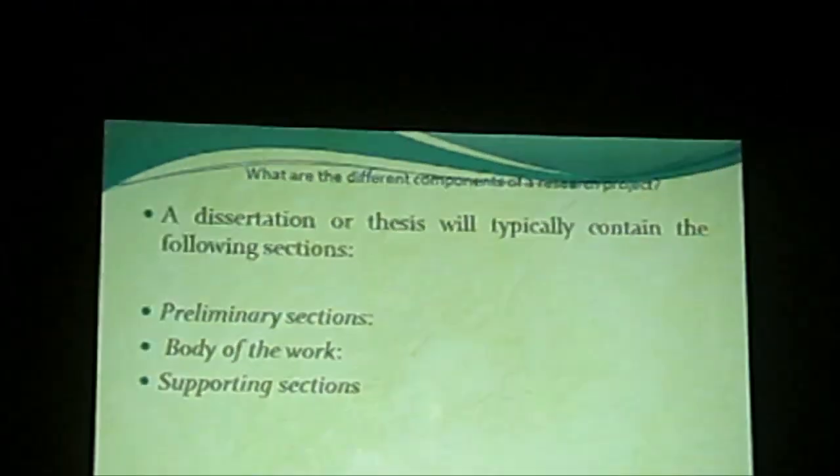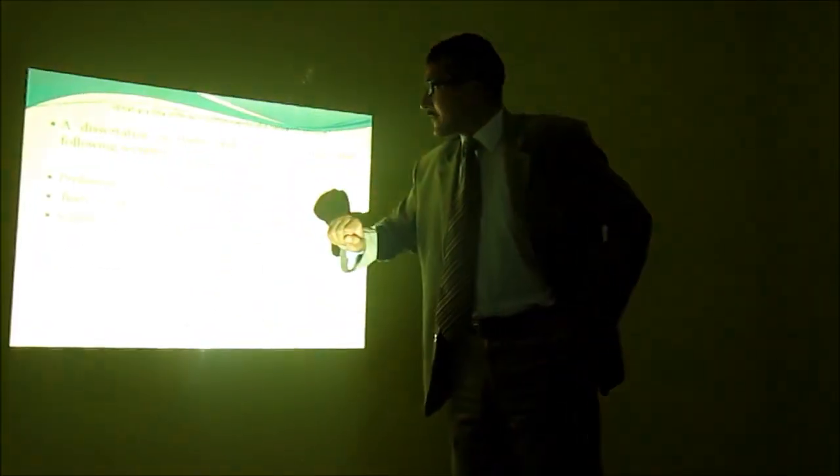The form of a research paper. A research paper, whether a dissertation or a thesis, has basically three sections. We have the preliminary sections, we have the body sections, or the middle sections, or body of the work, and then we have supporting sections.